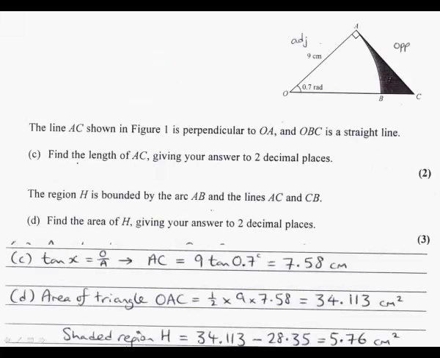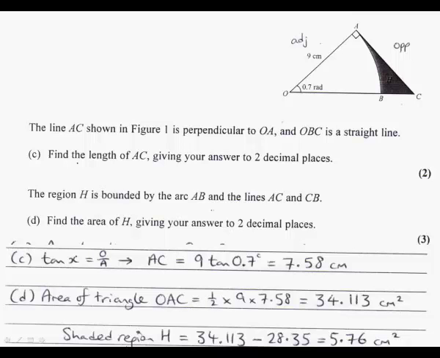We're told that the line AC is perpendicular to OA, and then we're asked to find the length of AC. That simply means that it's a right angled triangle, and then we can use tan x equals opposite divided by adjacent. AC is the opposite, so that means it's going to be the adjacent times tan x. The adjacent is already known as 9, the angle is 0.7, and 9 tan 0.7 is 7.58 centimetres.